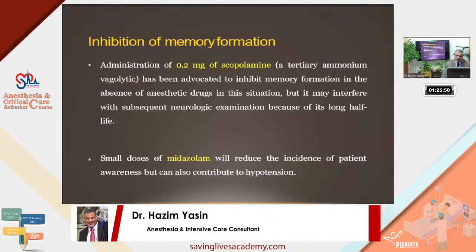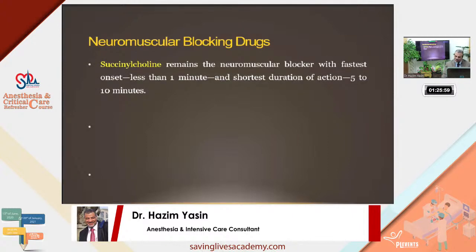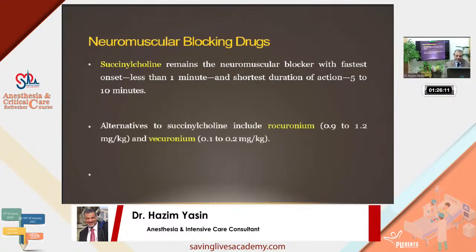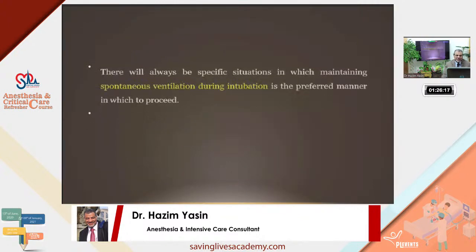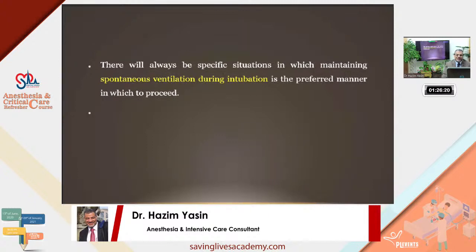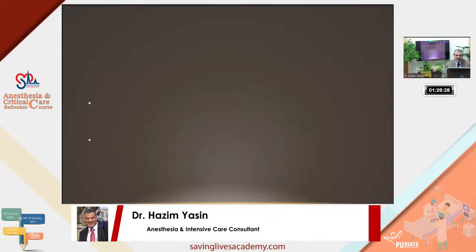And for inhibition of memory formation, we can give scopolamine or midazolam if the hemodynamics permit. Neuromuscular blocking agent, as we said, succinylcholine, we will begin with only minimal amount, and rocuronium can be given, and vecuronium can be given also. Sugammadex can be given in the induction. Spontaneous ventilation during intubation, we can permit awake intubation, and if difficult intubation, we can proceed also for awake fiberoptic if there is no airway compromising.